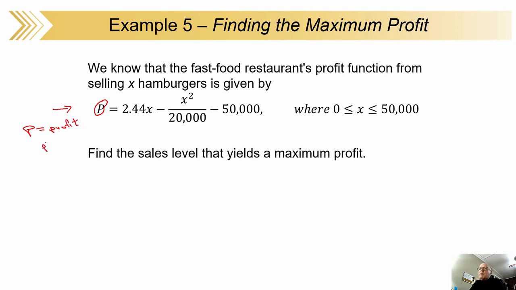And the small p, it's hard to do it right here, but remember that represents actually the unit price of an item. Big P for profit, small p for unit price. Just thought I'd throw that in. But anyway, someone's given you the profit function, and what you want to know is what's the sales level that yields the maximum profit.